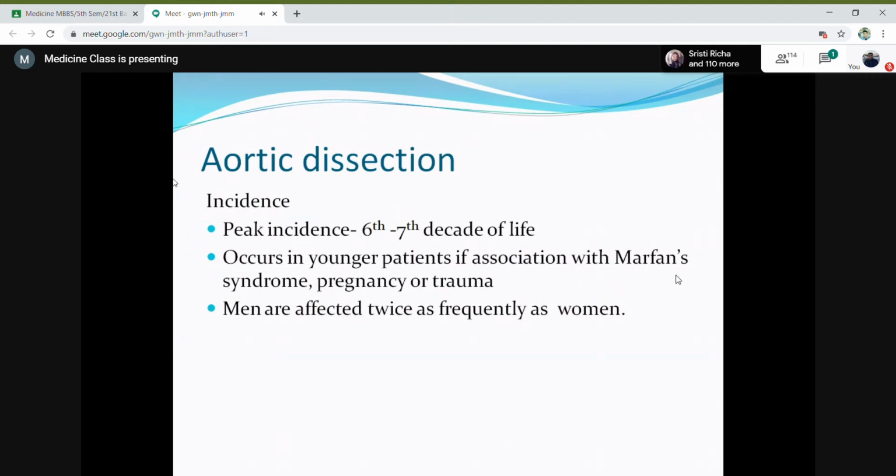Now we'll be talking about aortic dissection. In aortic dissection, the peak incidence is in the 6th to 7th decade of life. It occurs in younger patients if associated with Marfan syndrome, pregnancy, or trauma. Men are affected twice as frequently as women.